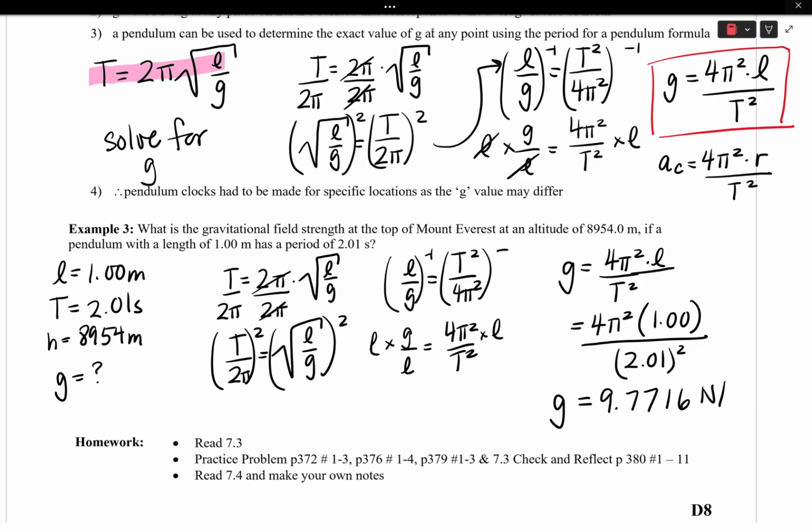So G, if you solve for it, should be 9.7716 Newton per kilogram. If you said meters per second squared, that would still be okay. But they are actually asking you for gravitational field strength, so newtons per kilogram makes more sense. And then we're going to round to 3 digits, so 9.77 newtons per kilogram. And that would be our final answer.